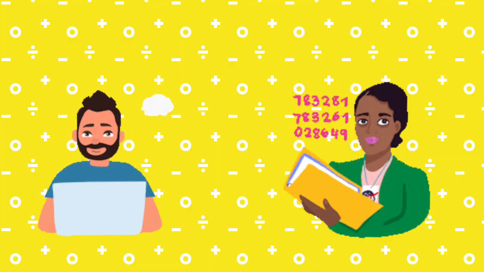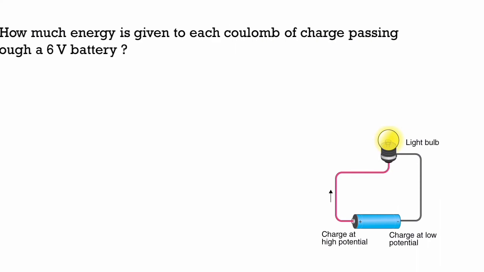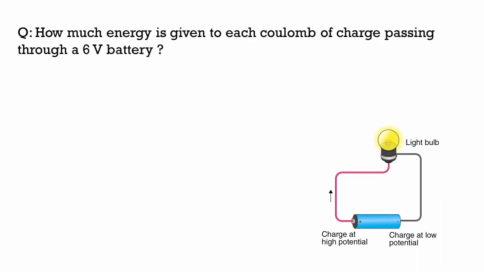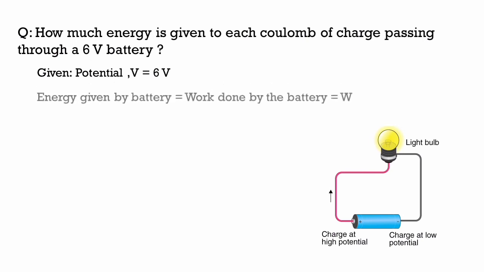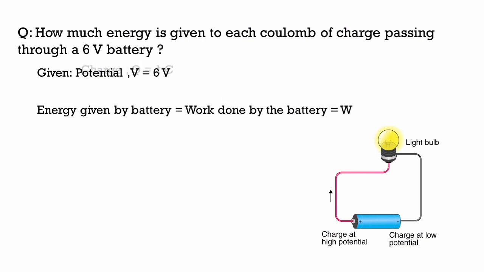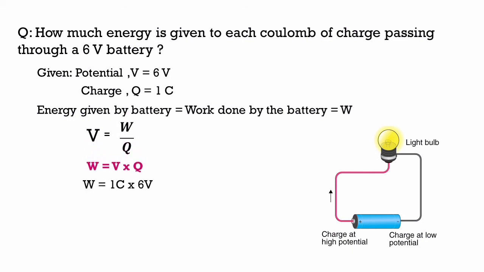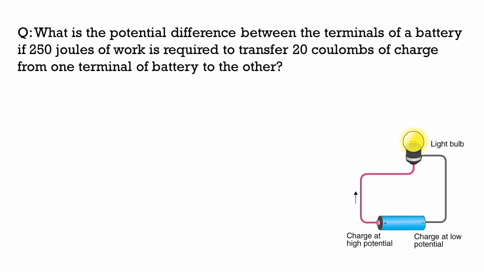So come children, let's solve some numericals based on this topic. The first question is, how much energy is given to each coulomb of charge passing through a 6 volt battery? Always start your word problem by writing down what is given in the question. Here, the potential of the battery, that is 6 volt, is given. So V is equal to 6 volt. You need to find how much energy is given to each coulomb of charge. That means the charge here is 1 coulomb. Now in your class 9, you have learned that energy is actually work done. So we have the formula V is equal to W by Q. From that, take the formula W is equal to V into Q. Substitute the values. Find the answer. The answer is 6 joules.